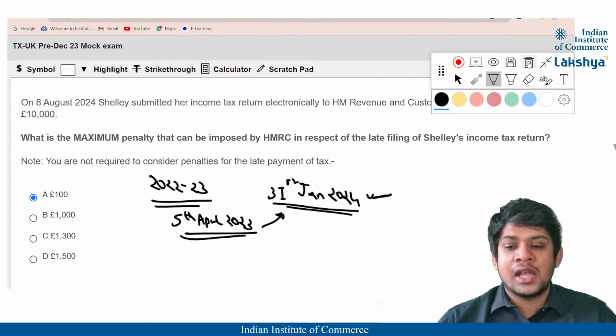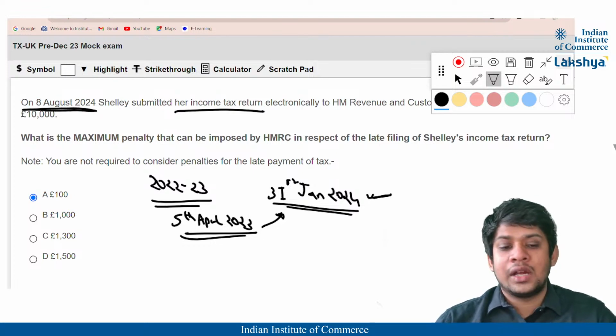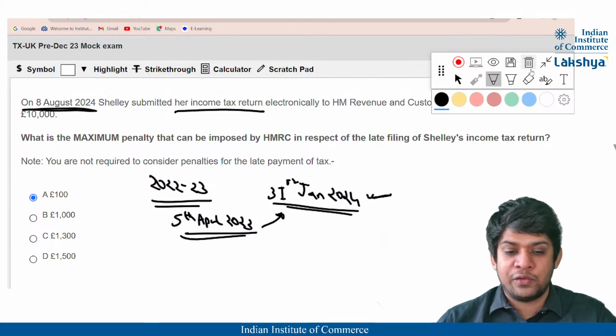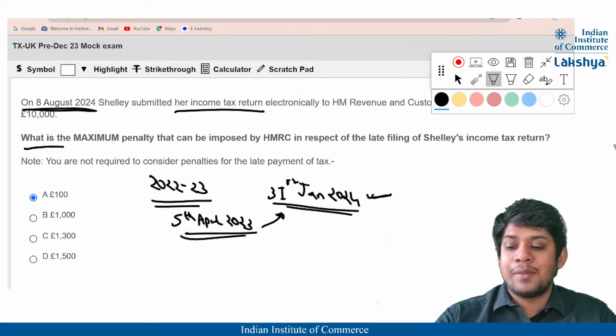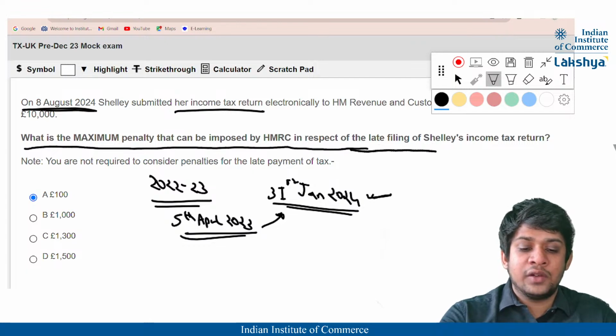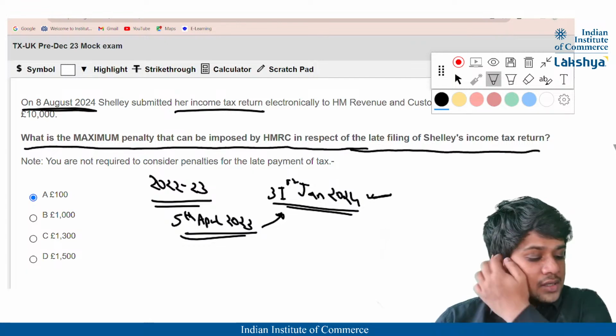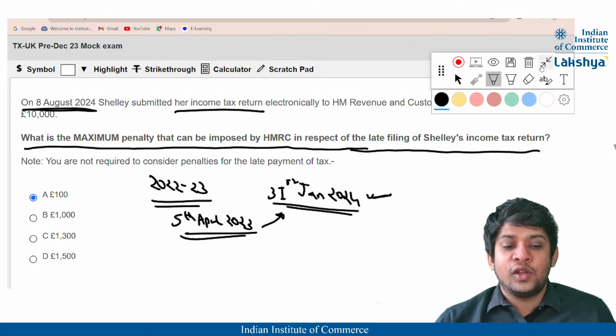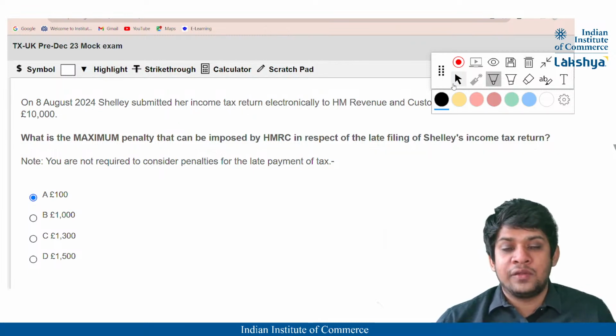Okay, but she has submitted her income tax return late, that is on 8th August 2024. So that means she has submitted late, that we can know from here. Now, what is the maximum penalty that can be imposed by HMRC in respect of her late filing of Shelley's income tax return?